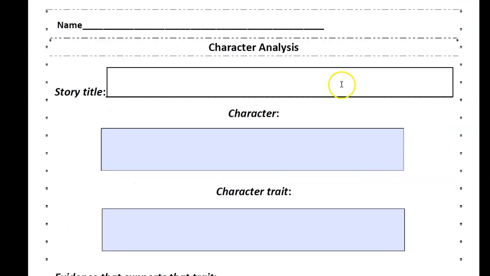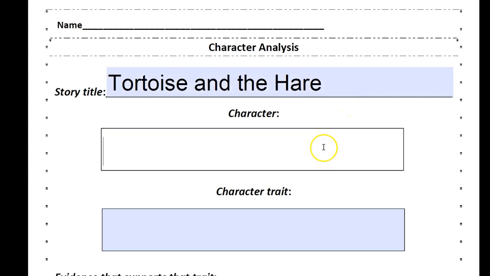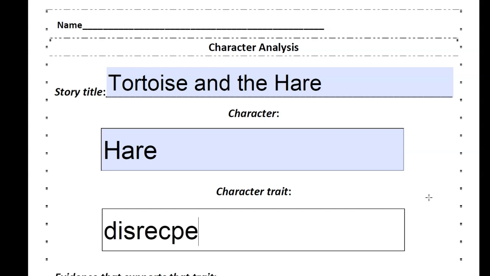Okay, here we're gonna do a character analysis, okay, and we're gonna pick Hare. But the story title is Tortoise and the Hare. Okay. The character we're going to be analyzing is Hare. And what's one character trait that you think he displayed? Bragger. Okay. He bragged. He's selfish. Selfish. Was he disrespectful? Yeah. Yes.